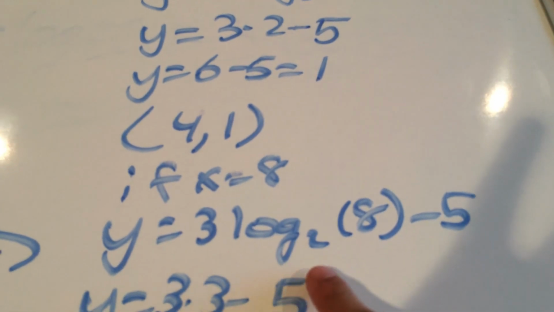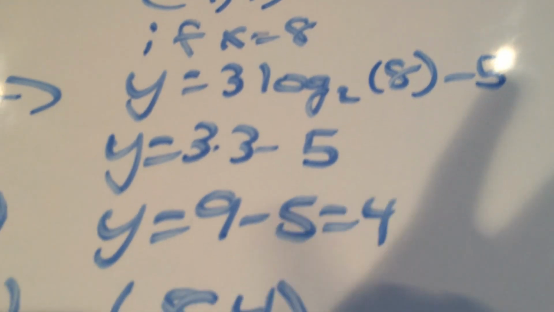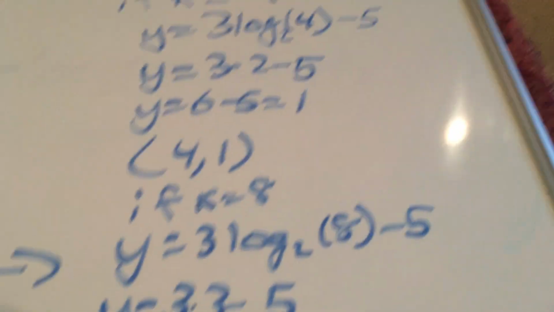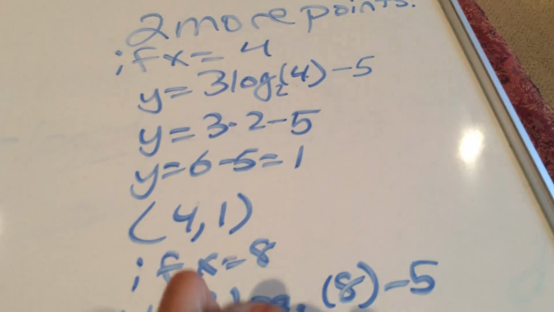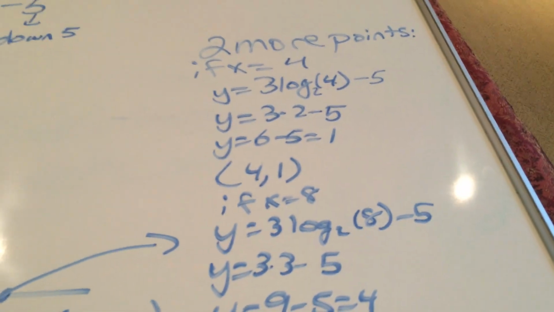Do the same thing by plugging in 8. Log base 2 of 8. 2 to what power gives me 8? 3. 3 times 3, 9. 9 minus 5 is 4. Point is 8, comma 4. You want to pick things to put in here that will give you nice numbers. If you want to see problems a little bit harder, look at number 6, which again I did on Friday.